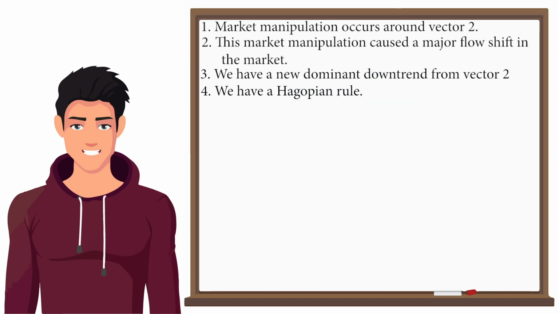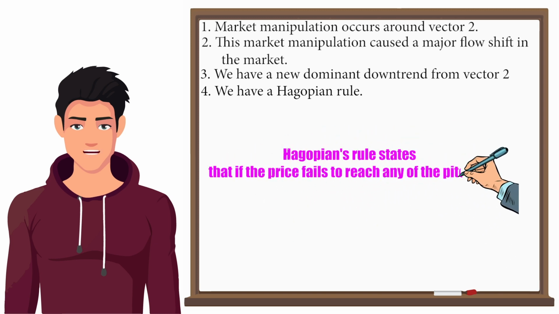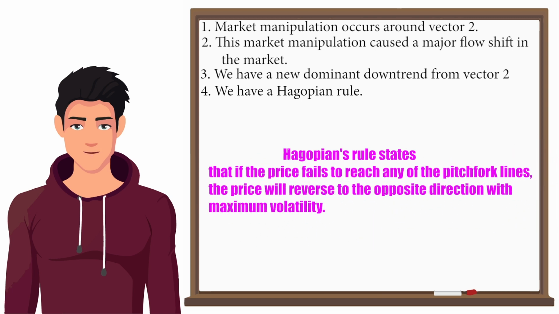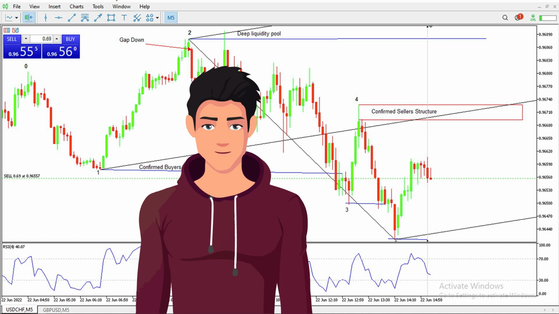This is because the price failed to reach the middle median line. Hagopian's rule states that if the price fails to reach any of the pitchfork lines, the price will reverse to the opposite direction with maximum volatility. 5. The final and solidifying evidence is the appearance of a solid bearish fractal candle, which is also an outside candle covering the entire range of the previous bearish candle.